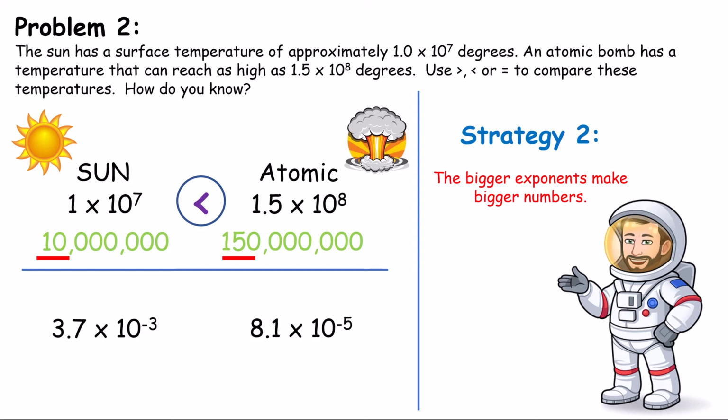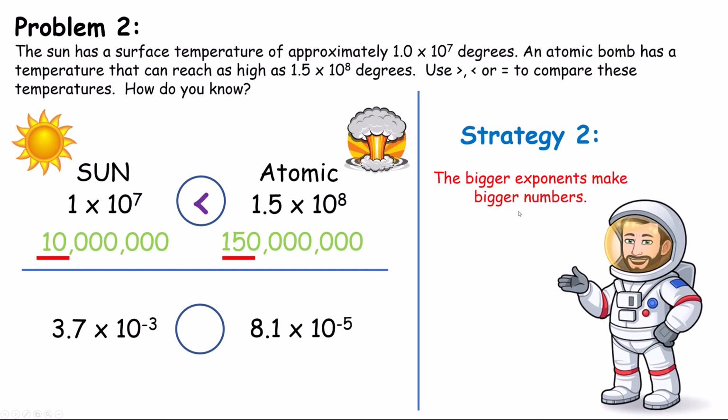So when I give you this problem, 3.7 times 10 to the negative third and 8.1 times 10 to the negative fifth, and I ask you which of those is the larger number, is this greater than or less than or equal to the one on the right? The first thing I always check for is, are they both positive? And these are. Remember, strategy number one said if one of them was negative, that would have made this really easy. But when I go to compare these, they're both positive, so I move on to strategy 2.